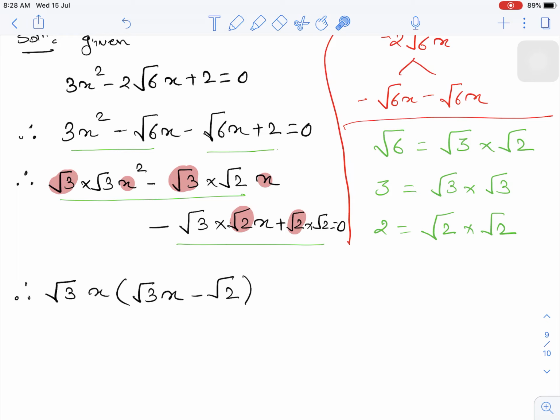Okay, now here √2 and √2 are common and a minus sign is written here, so first we will write this minus sign and then we will remove this √2. Now when you are removing this √2, what is remaining over here? √3x, so we will write here √3x, and here √2 is removed, so what is remaining here? √2. But now here I have to adjust the sign, so minus into minus will give you plus.